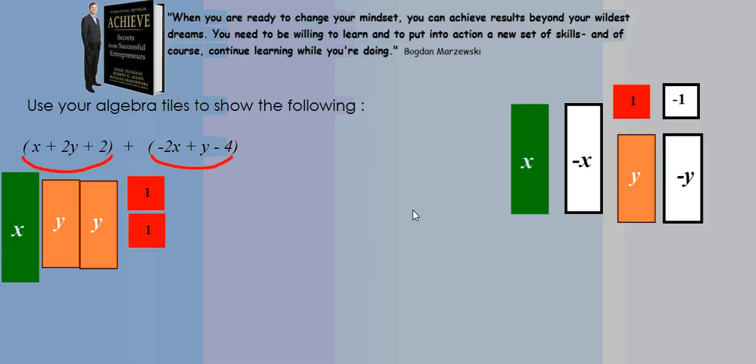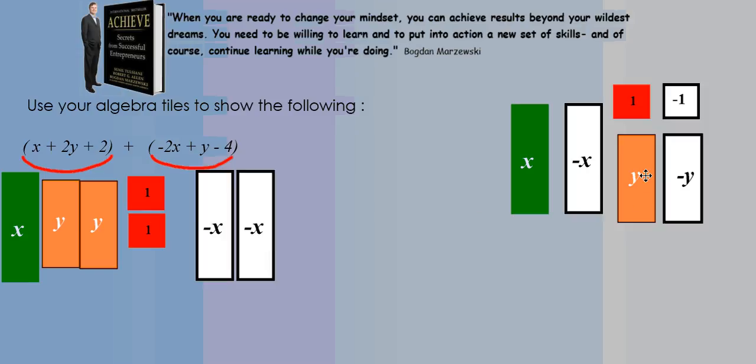The next group shows 2 negative x. So this is why you show 2 tiles, negative x and negative x, 1y, and the opposite of 1, repeated 4 times.